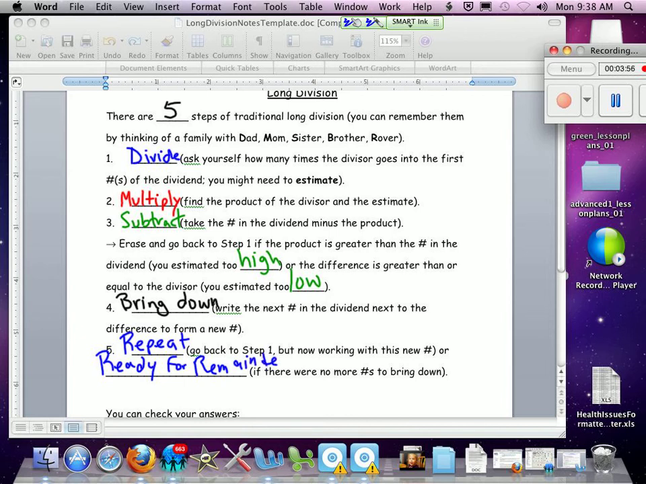It's really hard to write on this smartboard. It doesn't always quite line up exactly like I'd like. Ready for remainder is what that's supposed to say.